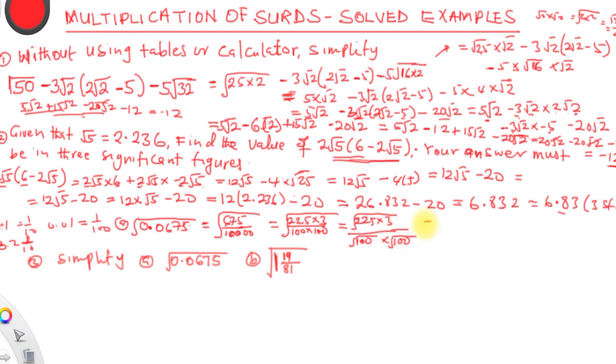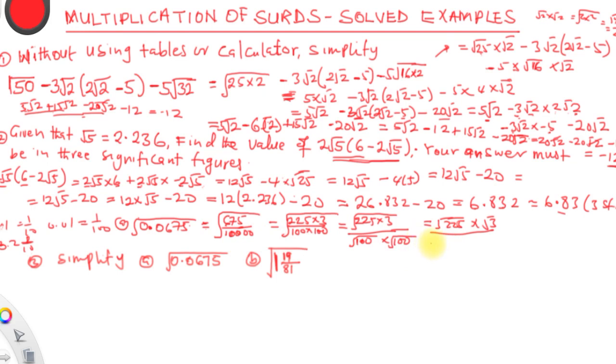So this is what we get. So this is equal to what? This one is a perfect square, so it becomes the square root of 225 times the square root of 3, all over... this one they give you 100. 100 is the perfect square, a factor of 10,000. 100 times 100 gives you 10,000.